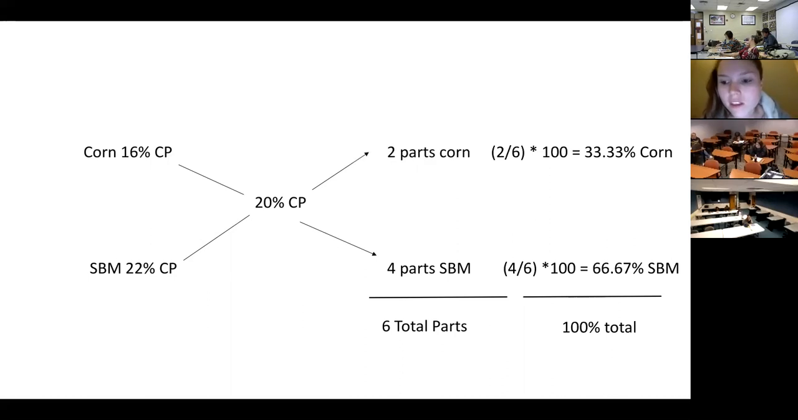So it's 2 divided by 6 times 100. You take 2 divided by 6, and that's going to give you, in your calculator, 0.33333. Multiply that by 100, and then that's 33%. Is that all good? Anybody have any other questions? Divide that into 100.